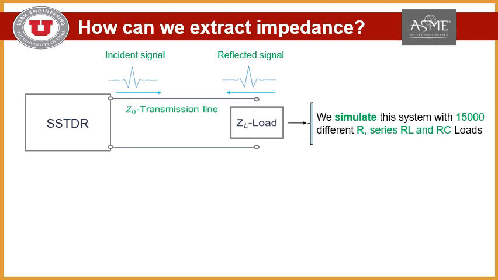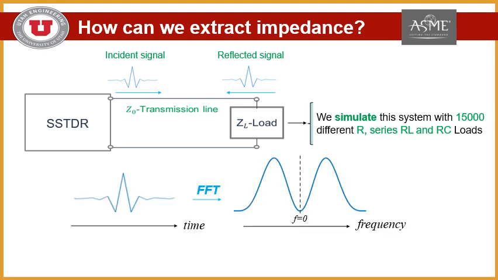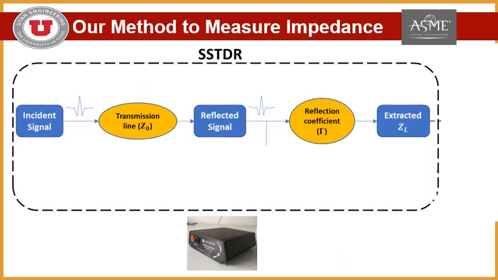Consider such a system in which we are sending out the incident signal and we are waiting for the reflected signal. Actually, we simulate this system with 15,000 different R, series RL and RC loads. After that, we can record all of the incident and reflected signals for each simulated load. For the next step, we use the Fourier transform to get the frequency domain representation of the time domain measurements. After getting all of the information in the frequency domain, we can calculate the reflection coefficient for each load and extract the impedance by using those formulas.